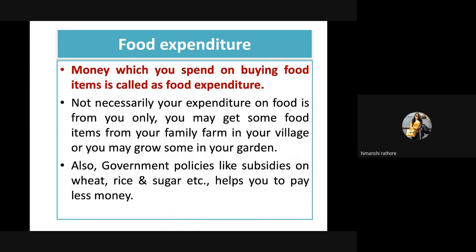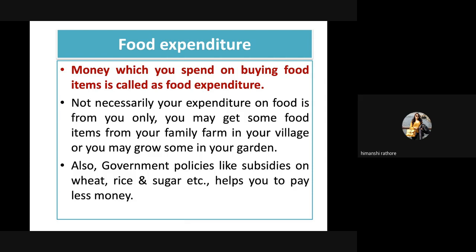Now, as you all are aware, money spent on buying food items is called food expenditure. The money we spend on purchasing food material and ingredients comes under food expenditure. Not necessarily is our expenditure on food from our own pocket, it can be from your family farm. Maybe you're a farmer growing your own crops, so you need not purchase them. You just have to purchase the seeds and other raw material required to grow the crops.